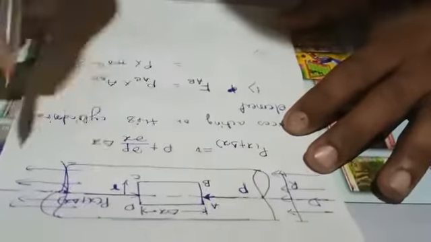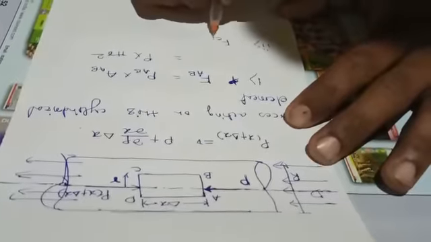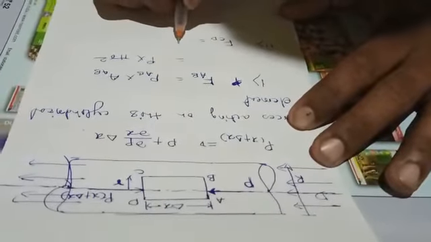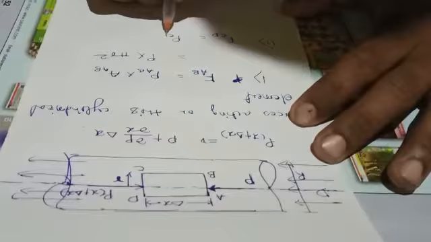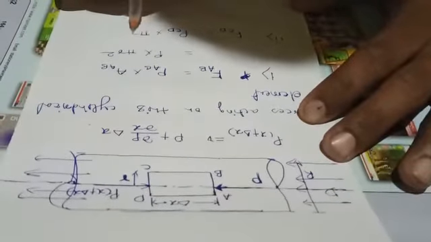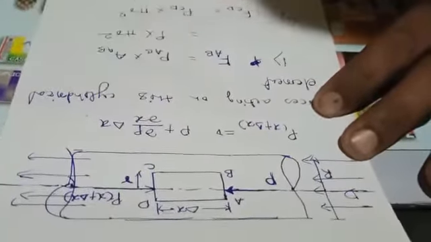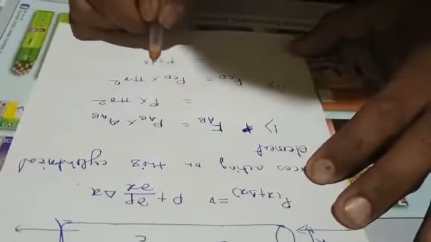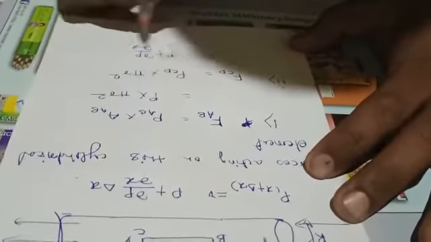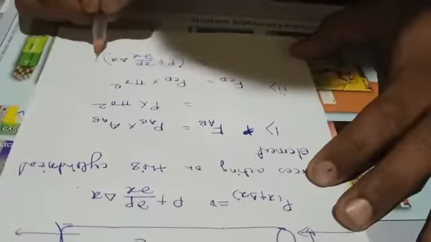force acting on the face CD, which is F_CD, is given by the formula pressure on the face CD into the same area, pi r square. The pressure P_CD is nothing but P plus dou P by dou X into delta X. So P plus dou P by dou X into delta X into pi r square.